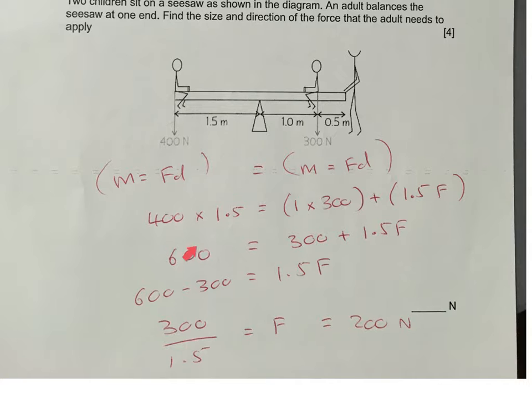And the way to do that, you can just have a look there, that I've sort of taken it step by step again. My 400 times my 1.5, because it's already in meters this time. That's going to equal 1 meter times your 300 newtons plus whatever force this guy's pushing on, but he's 1.5 meters away from the pivot.